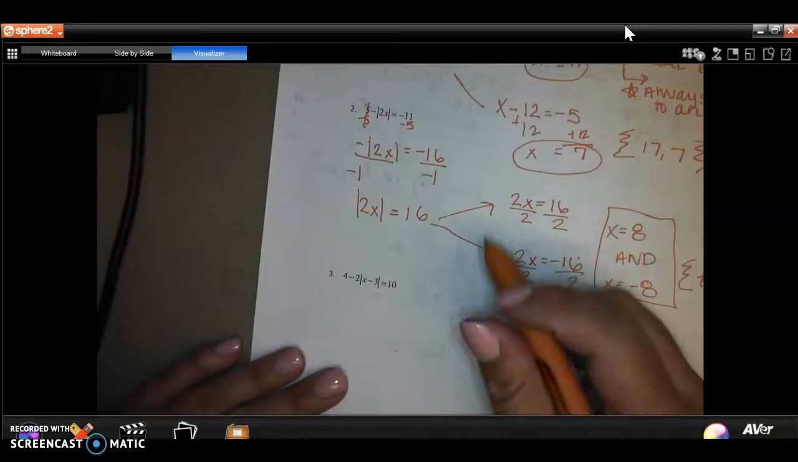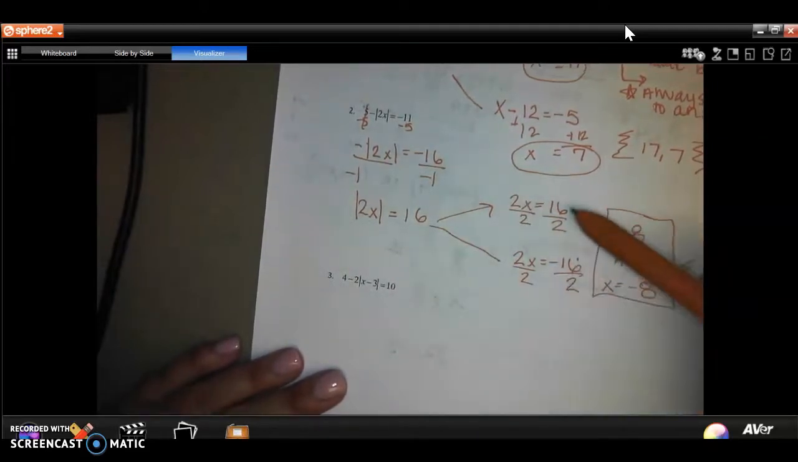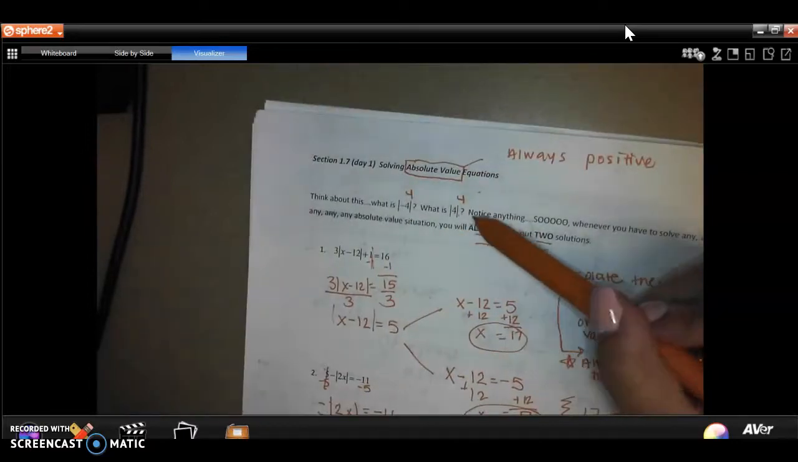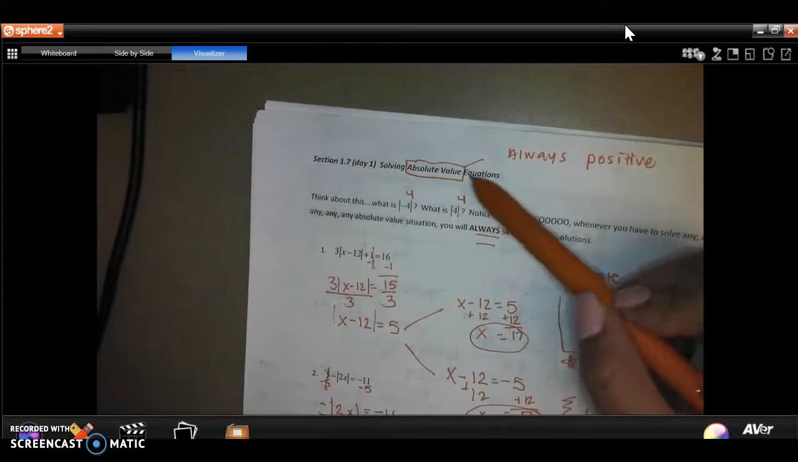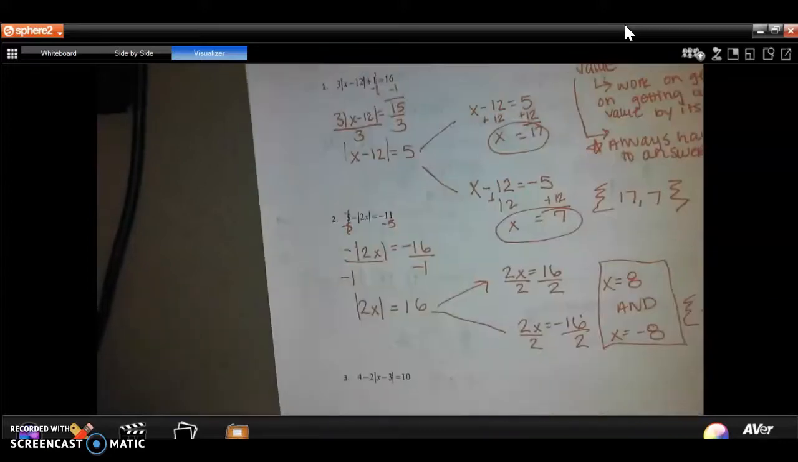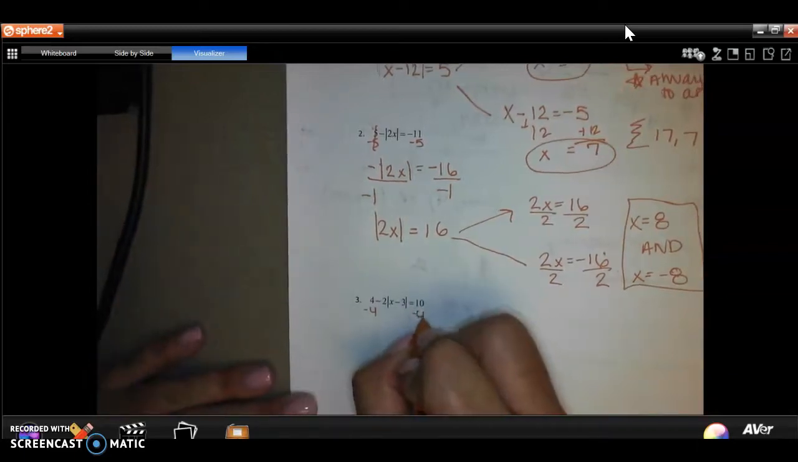All right, so after isolating the variable, we're going to say it could be positive or negative, because we talked up here about how there's two answers for the absolute value of 4. It could be -4 or 4 that would give you the absolute value of 4, right? Down here, let's go ahead and start this one. I'm going to subtract 4 from both sides.